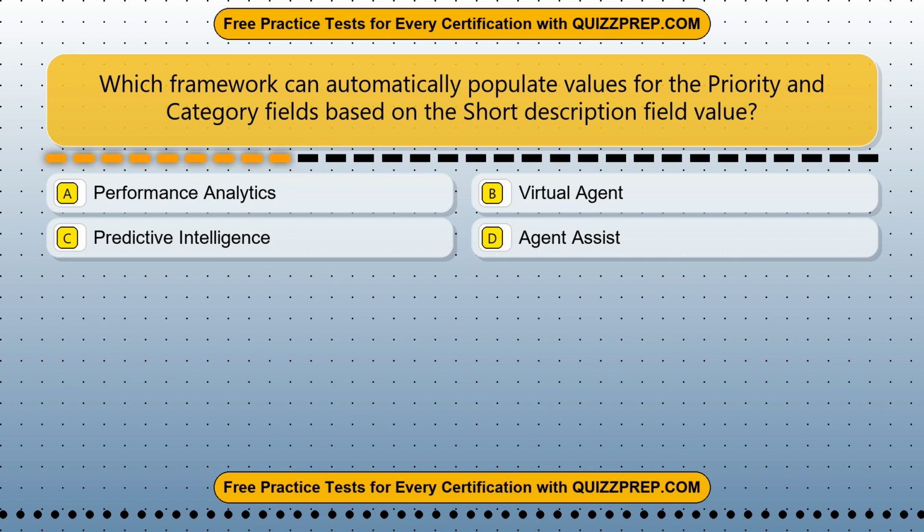Option B, Virtual Agent. Option C, Predictive Intelligence. Option D, Agent Assist.